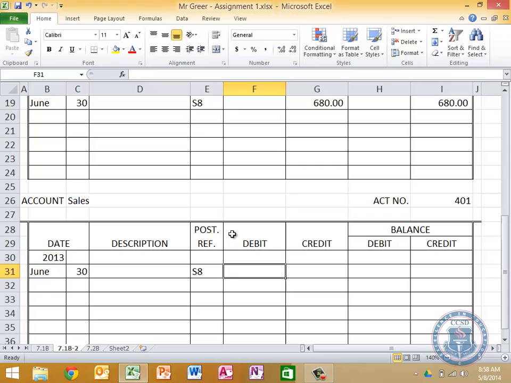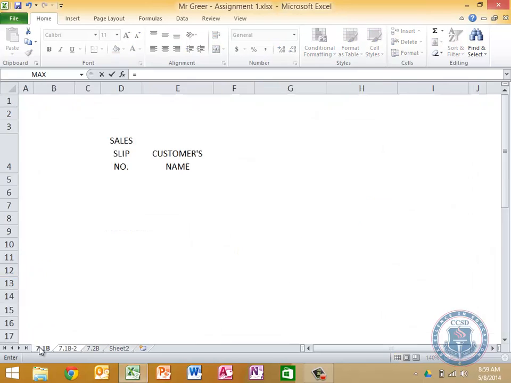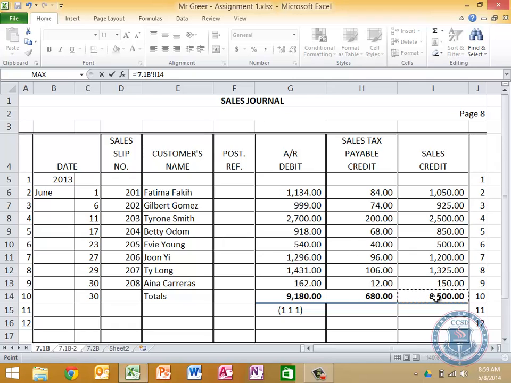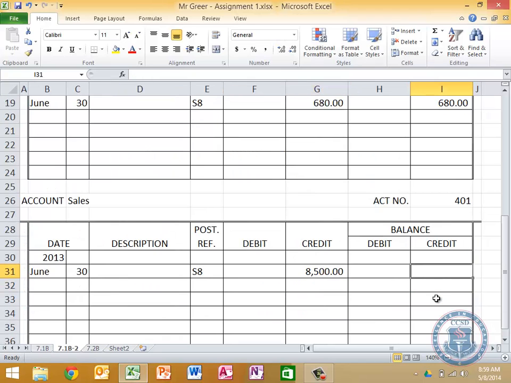What's double entry? Yes, but we're just trying to understand this concept of why a sale would be a credit, because it's increasing equity. Okay? So this one right here, we're going to put it in as a credit. I'm going to go ahead and say equals, jump over here to this, and my balance is going to be a credit balance of $8,500.